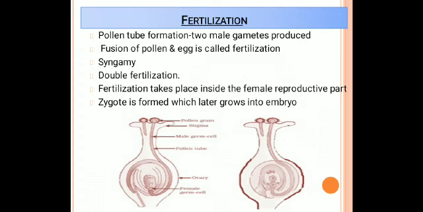So there are two fertilizations. The first fertilization forms the diploid zygote, and the other forms the endosperm. This mechanism is known as double fertilization. Sometimes they will ask what is fertilization, what is syngamy, what is double fertilization, and you need to write the answer. This fertilization takes place inside the female reproductive part. The zygote is formed, which later grows into the embryo.